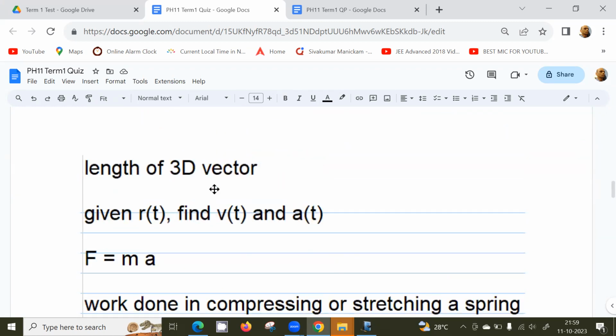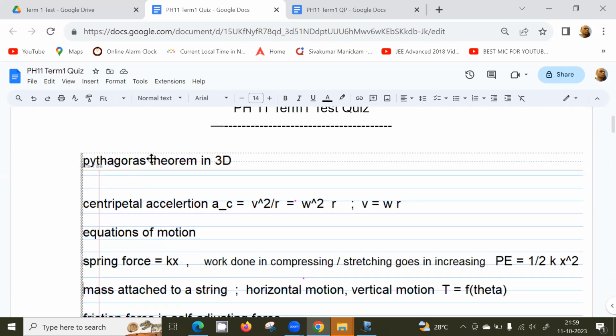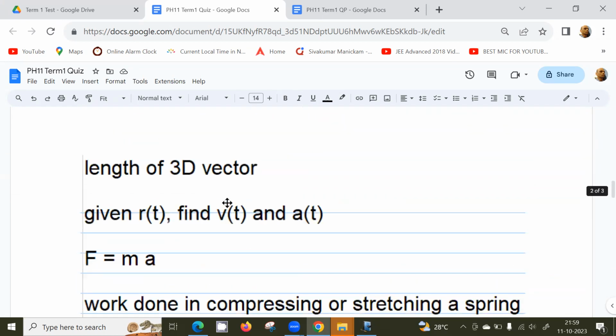Okay, length of a 3D vector. This is the same as the Pythagoras theorem in 3D. So the length of a vector in 3D is represented as, for example, force vector F equals fx i cap plus fy j cap plus fz k cap. The magnitude of the vector is the square root of fx square plus fy square plus fz square. So the length of the vector is found by squaring the components and then taking the square root of the sum.